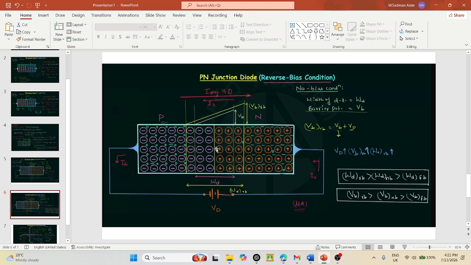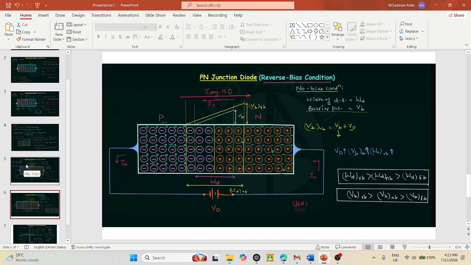In reverse bias condition as well, a small amount of current flows through the p-n junction due to the minority charge carriers. We call this current the reverse saturation current or leakage current. This current only depends on the temperature.